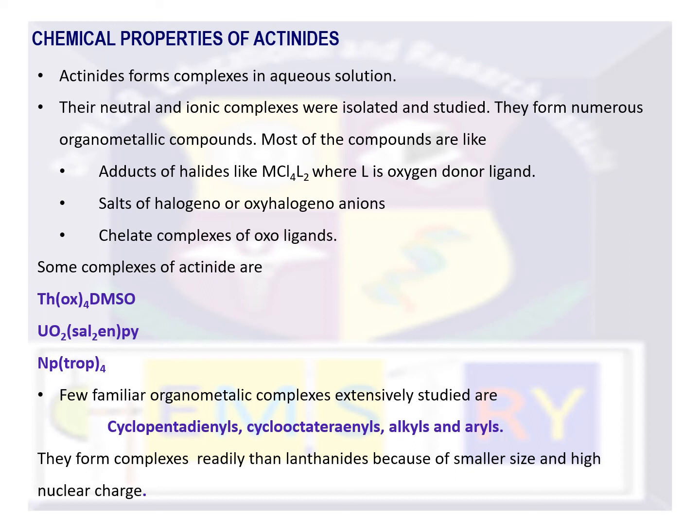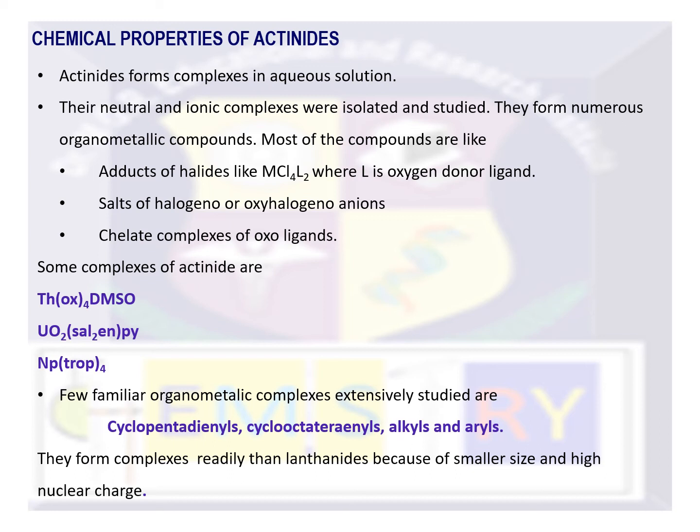So these types will be adducts of halides, like the type MCl4L2, where L represents the ligand. So this ligand will be an oxygen donor ligand. So that is what we call here adducts of halides with the ligand as an oxygen donor ligand. Also it can form salts of halogeno or oxyhalogeno anions. Then next is chelate complexes of oxoligands. Chelate complexes of oxoligands also these actinides can form.